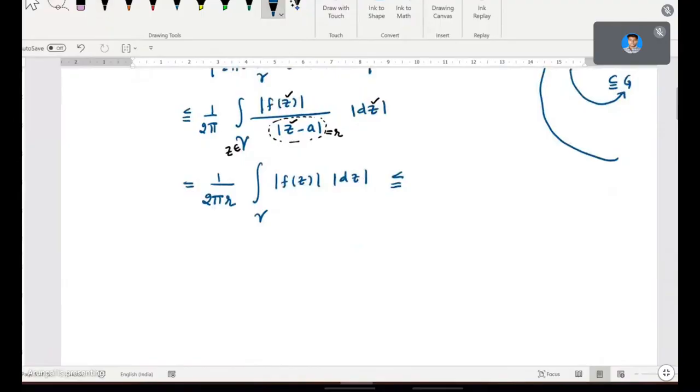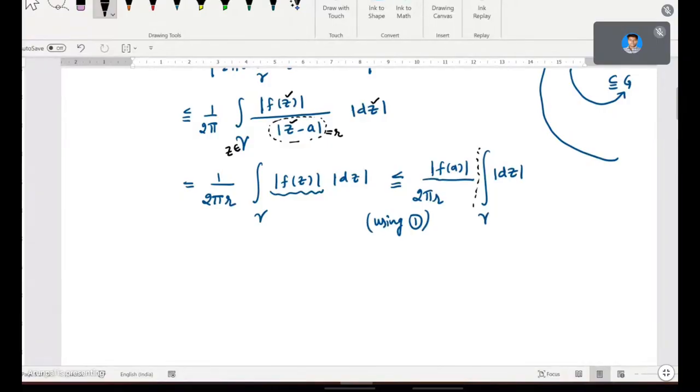So, using condition 1, this is further less than or equal to mod of f(a). And class, I can take that mod of f(a) outside the integral sign because that is just a constant. So I have used here the given condition number 1. Is this okay, class? Yes, sir. And now, class, this is nothing but the length of the curve gamma, which is nothing but 2 pi r. Is this okay, class? Yes, sir.